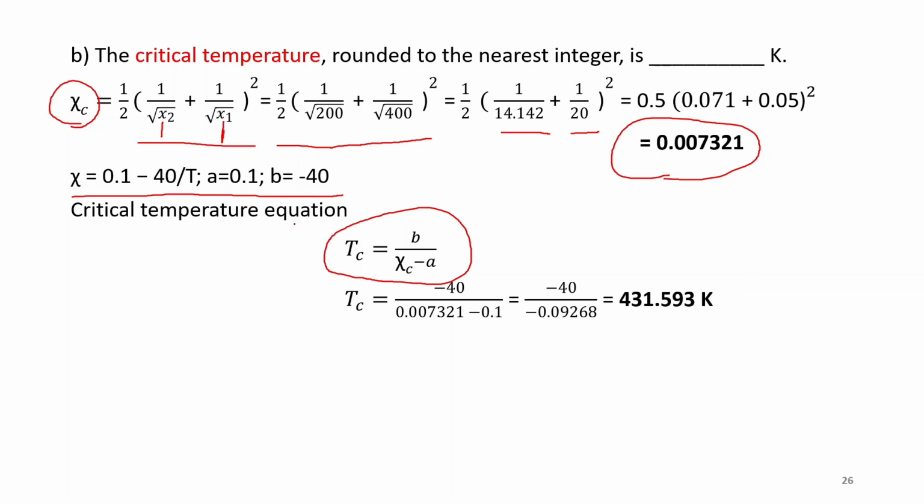So now we can apply the critical temperature equation, which is nothing but the critical temperature is equal to B divided by (chi at C minus A), where B is minus 40, divided by chi at C, which is 0.07321, minus A, which is 0.1. Now we can calculate the temperature at the critical point, which is 431.593 Kelvin. So have you solved this question and got the same answer?